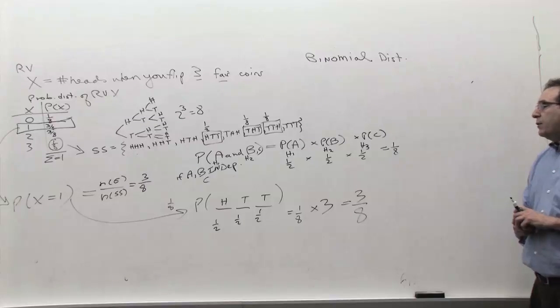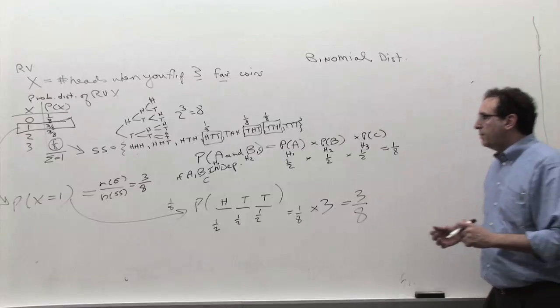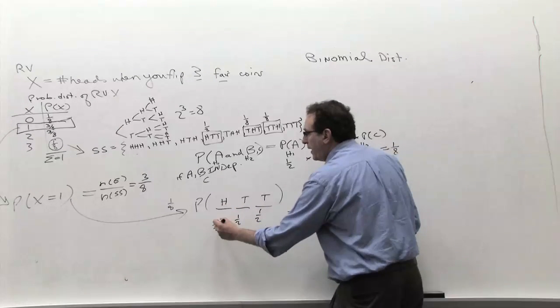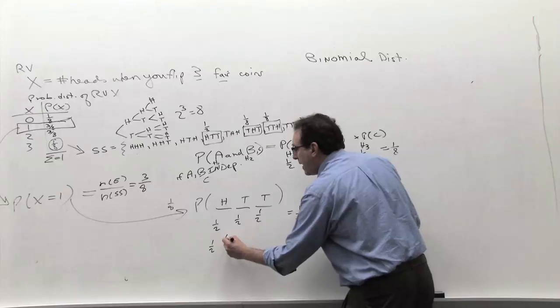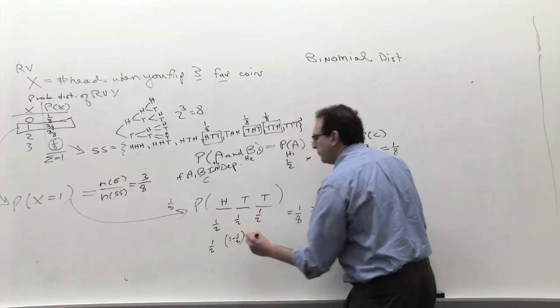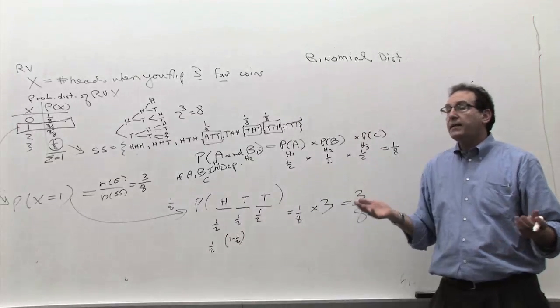So the question is, how can we change this into a formula? So let's make a couple of changes. Instead of calling this the chance of a head, a half, I'll call it a half. For the chance of a tail, I'm going to call it 1 minus a half. Is 1 minus a half equal to a half?